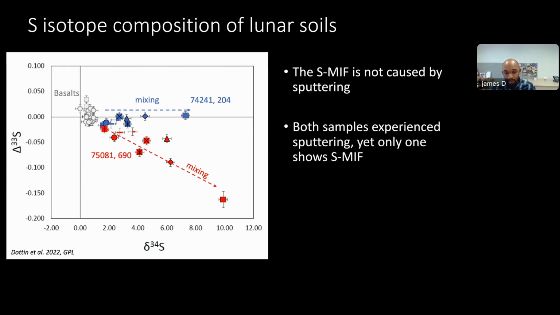Another potential way to produce Δ33S could be through, say, sputtering from solar wind interactions. But it's important to note that both of the soils we analyzed have experienced sputtering from solar wind, yet only one of the samples shows mass-independent fractionation. So it's difficult to then link, say, solar wind sputtering to the Δ33S composition.